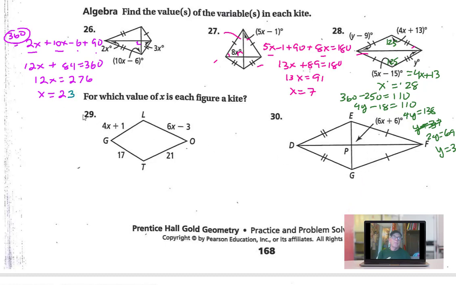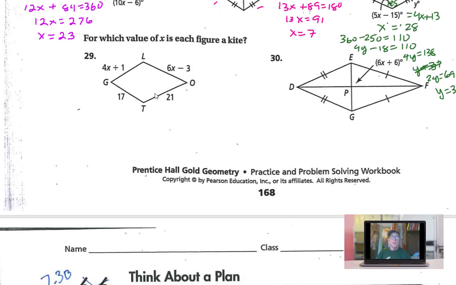Okay, let's look at 29 and 30. To make this figure a kite, these consecutive sides need to be congruent. So we need to find a number that works for both of these at the same time. So 4x plus 1 needs to be 17. So 4 times 4 plus 1 is 17. So x is equal to 4 would make these two consecutive sides congruent. And if we go 24 take away 3, it's still 21. So x is equal to 4 is what makes that into a kite.